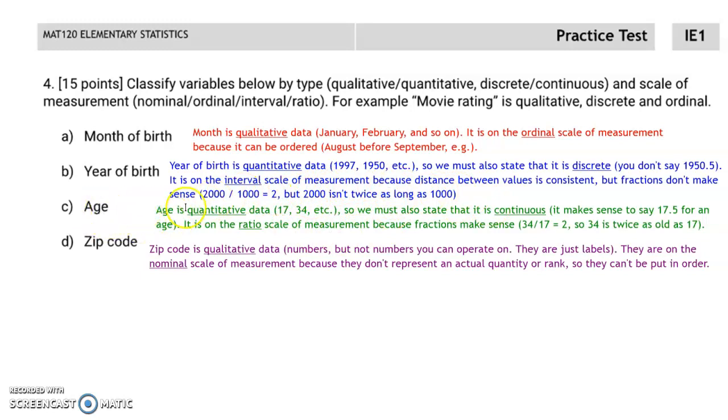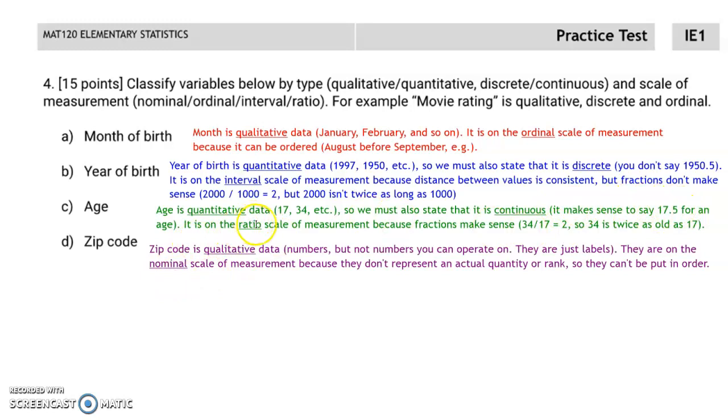For letter C, age, it's quantitative data. So if a person is 17, if a person is 34, those are numbers, numerical information that you can add, subtract, multiply, perform arithmetic on. So once we say it's quantitative, we also must state that it is continuous. It makes sense to say 17 and a half, like I am 17 and a half years old. You can say 17.5.